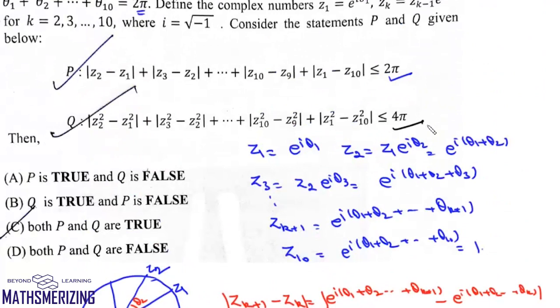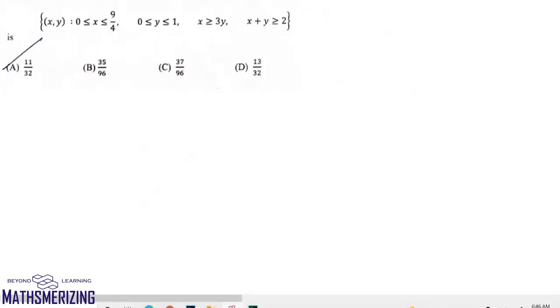So the correct option is option C, both P and Q are true. Now this third question is we need to find the area of this region, where x lies between 0 and 9 by 4, y lies between 0 and 1, x is greater than or equal to 3y, and x plus y is greater than or equal to 2.